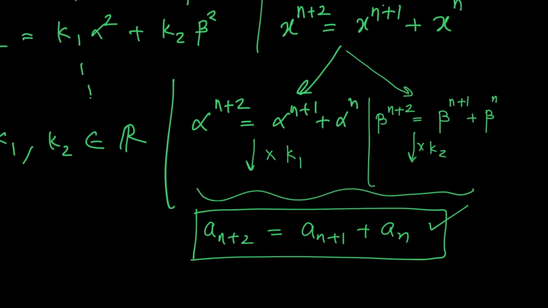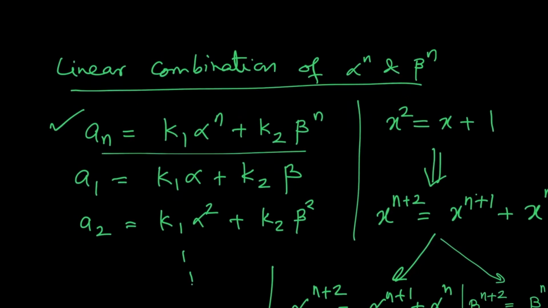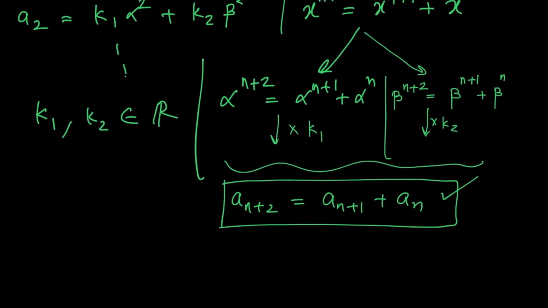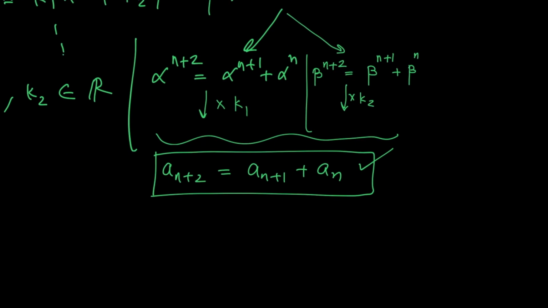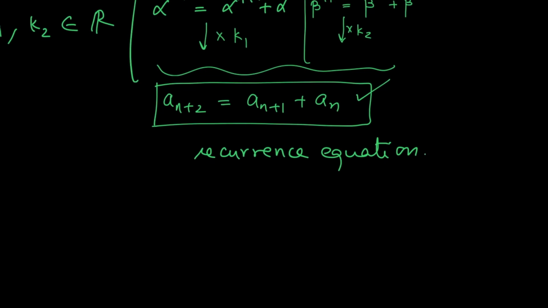We have just realized that this will satisfy a linear recurrence relationship. So, this sequence generated by taking a linear combination of alpha power n and beta power n will satisfy a recurrence equation. This is called a recurrence equation. That is one remarkable property.